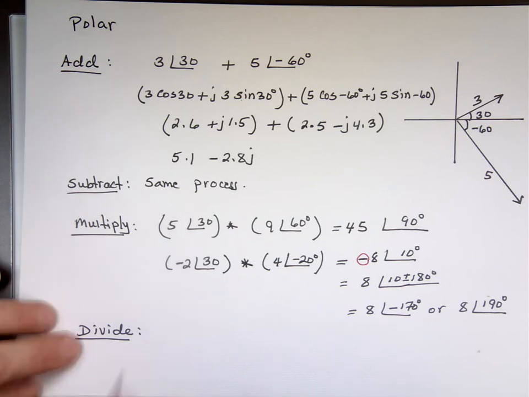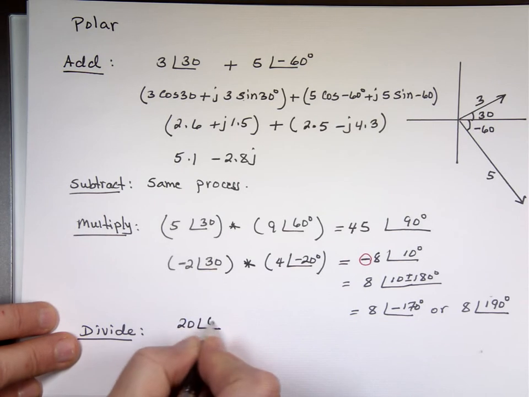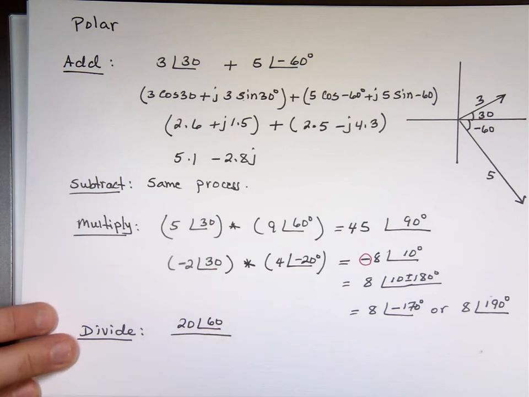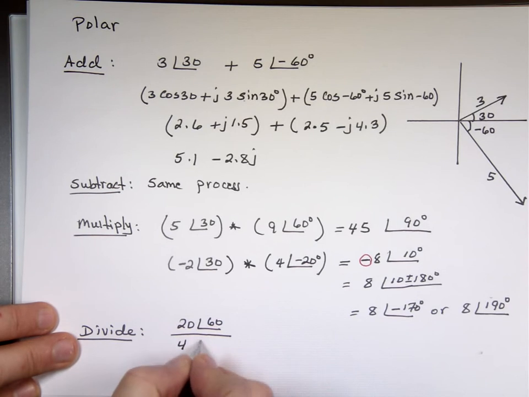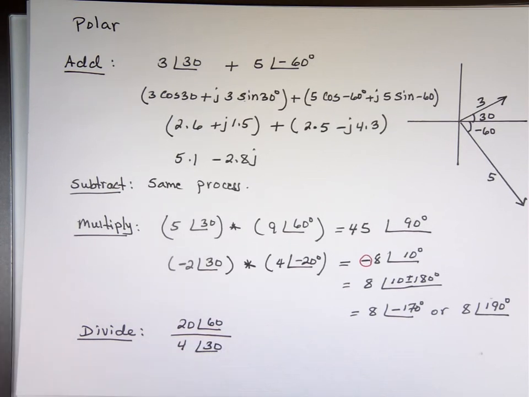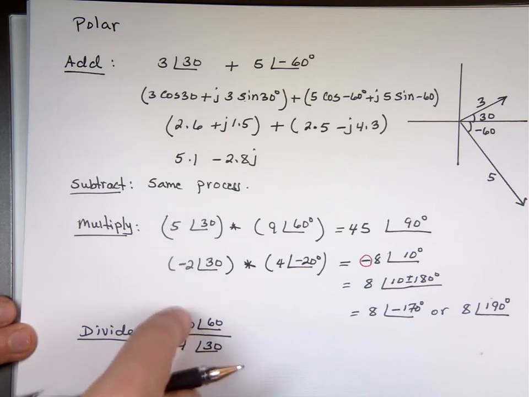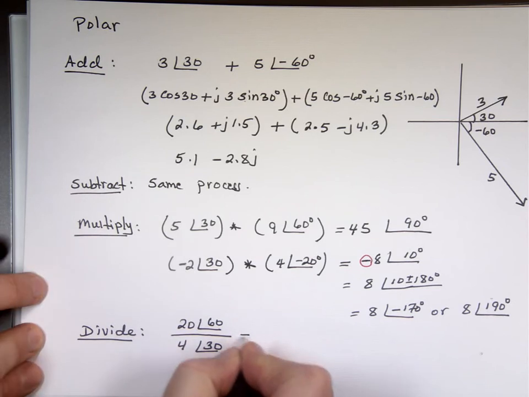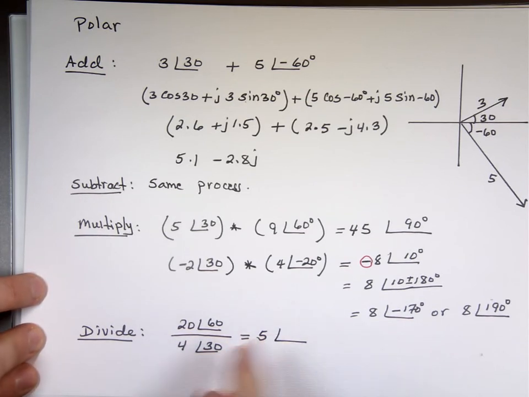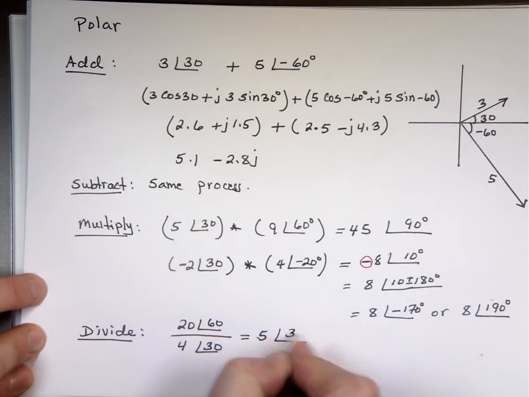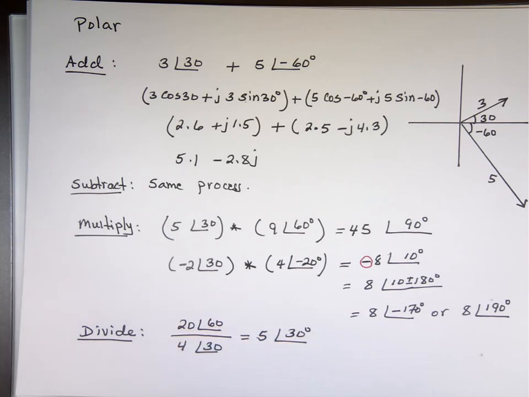If I have 20 angle 60 divided by 4 angle 30, you divide the two numbers in the front. What's 20 divided by 4? 5. What's 60 minus 30? 30 degrees. Divide, subtract. No conversion, nothing.